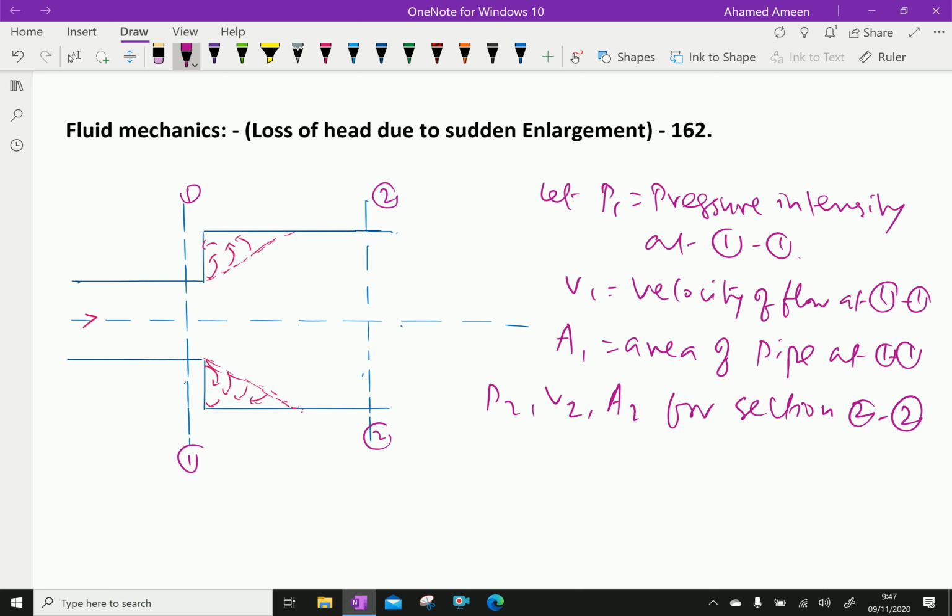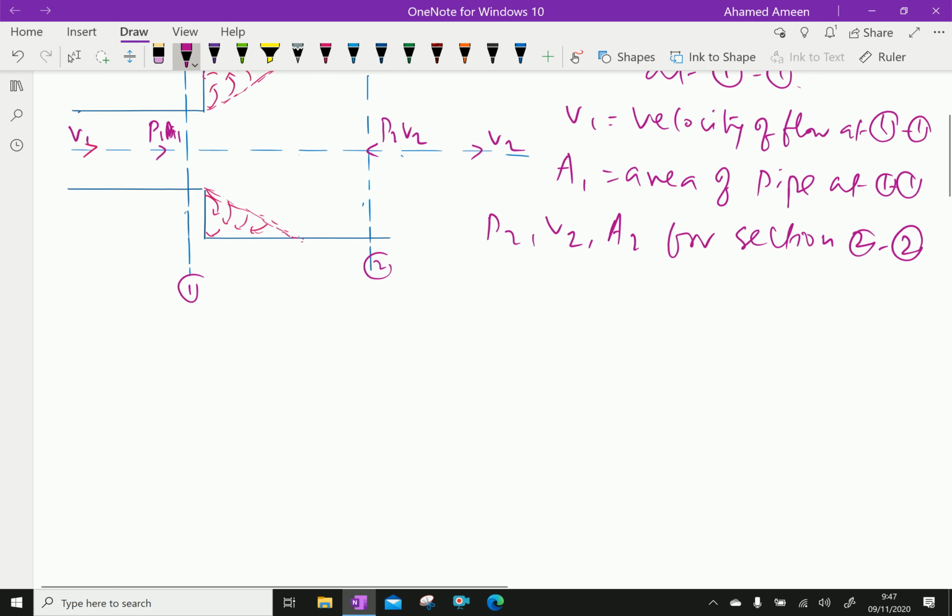Now, here this is the velocity V1, here the velocity V2. The force here is P1A1, the intensity of force, and here P2, V2 is acting this side.